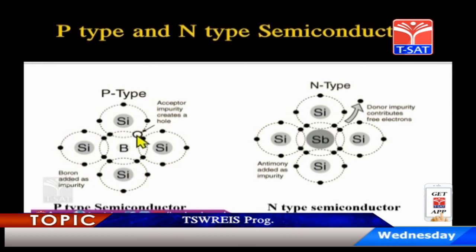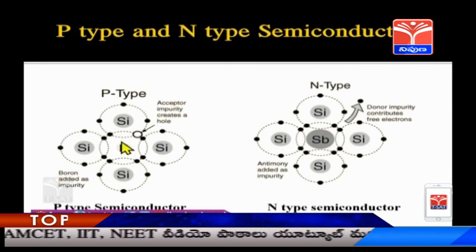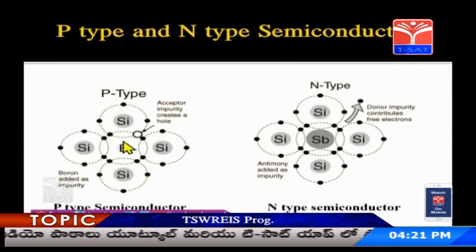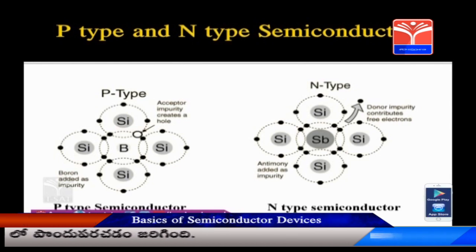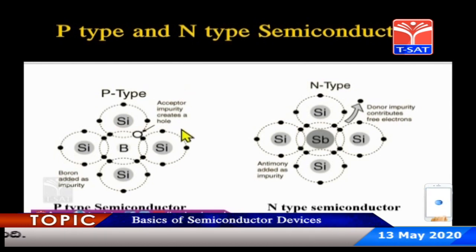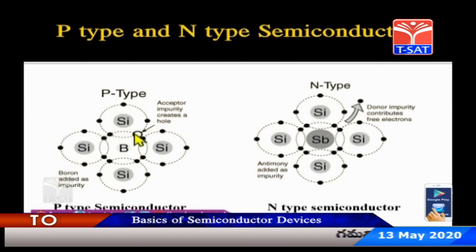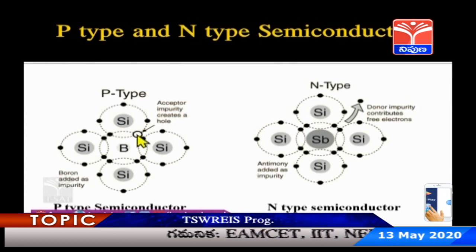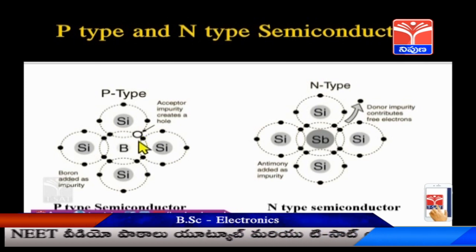So the p-type impurity is called an acceptor impurity because it accepts electrons. If you add millions of boron atoms to the silicon crystal, then millions of holes will be present. These will all accept electrons, which makes conduction possible.